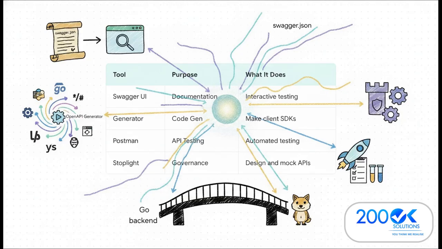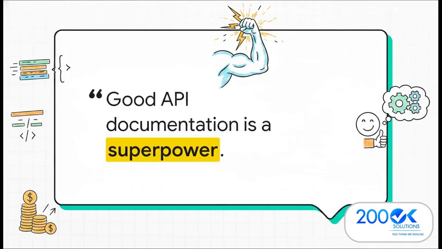No way, right? You can also import your spec directly into Postman to instantly generate automated test collections, or use Stoplight for API design and governance at scale. The documentation becomes an incredibly powerful bridge connecting your Go backend implementation to the entire software development ecosystem. Which brings us to our core takeaway from the source material. Good API documentation is a superpower.